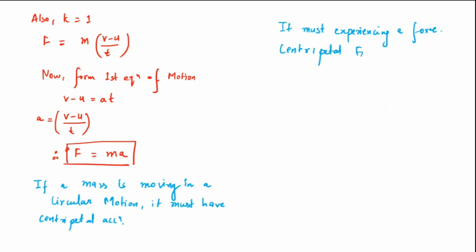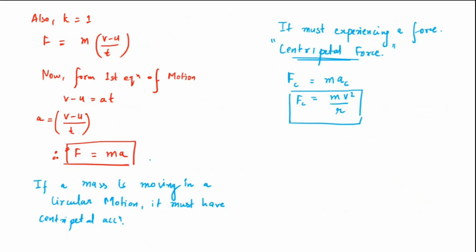So what is centripetal force? That is the next question. Centripetal force is represented by Fc. It is going to be the product of mass times centripetal acceleration, which is mv square by r, where r is the radius of the circle. Now, what exactly is centripetal force? Let us try to define it.